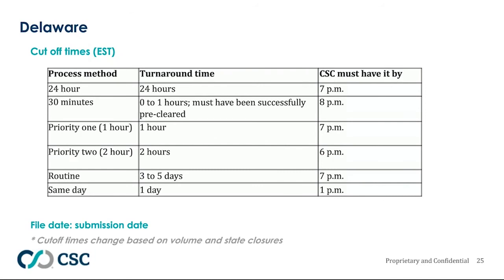Okay, as you can see from this chart, this is an example of Delaware's flexibility. They offer 6 different types of service. You can have it filed from anywhere from routine, which typically takes 3 to 5 business days, to 30 minutes, which if you send a document to the state at 7:55, it can be back to you by 8:30.